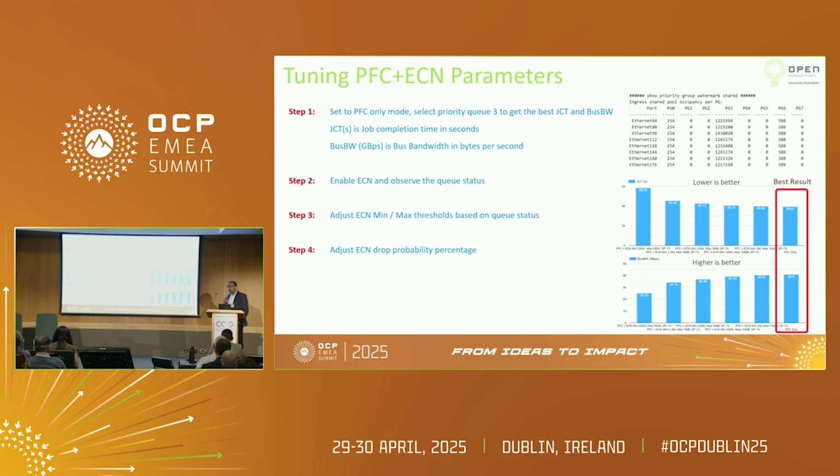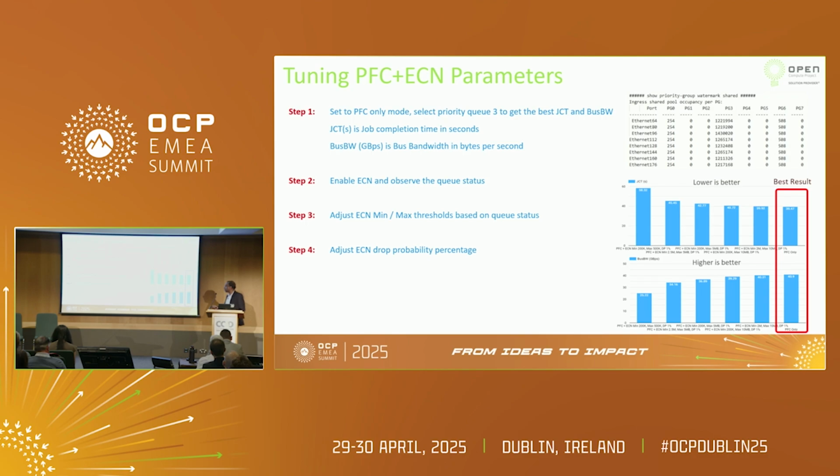But in real life situations, you would see that PFC can cause deadlocks. It is always crucial you enable PFC with ECN and then do the deployment. Once you enable ECN, you always want to look at the queue status, how much the queues are getting filled up, and based on it, you may want to first set the minimum threshold, look at the queues, then set the maximum threshold, and that is how you end up tuning for the most optimal performance, keeping an eye on the job completion time and the bus bandwidth.